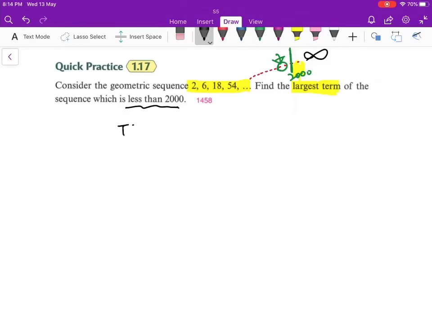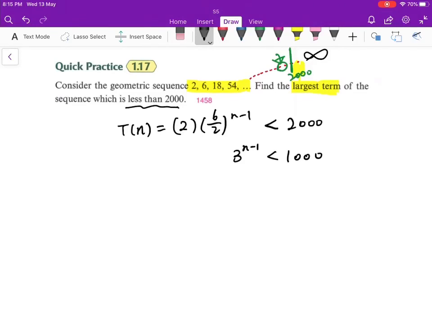So remember, Miss Poon just told you we only have one formula in GS: your a times your r to the power n minus 1. Then this term should be less than 2000. So actually this is a kind of inequality. So what we can do is just like solving inequality questions in the first term you have learned. So 6/2 is 3 to the power n minus 1 less than 1000.